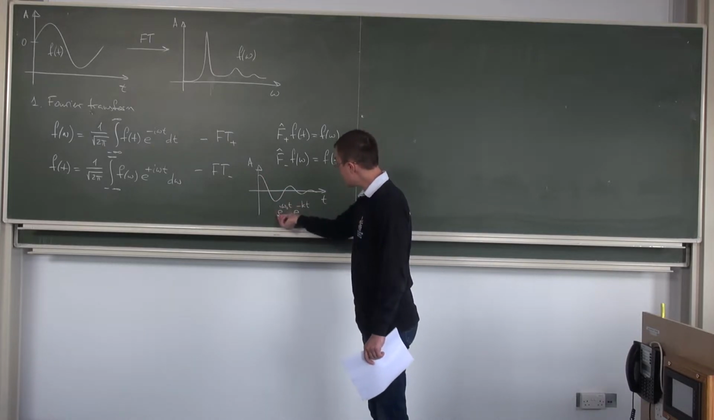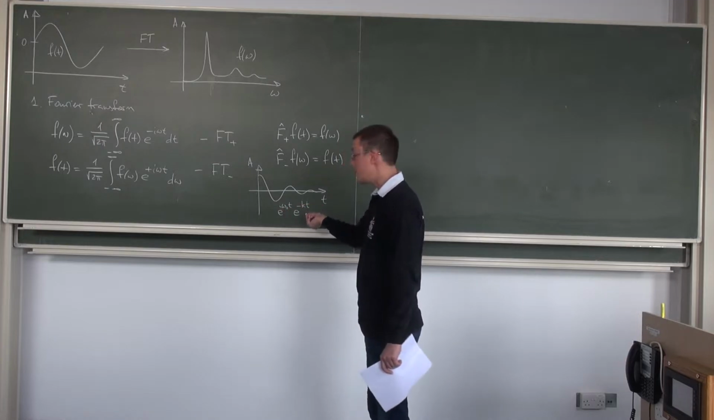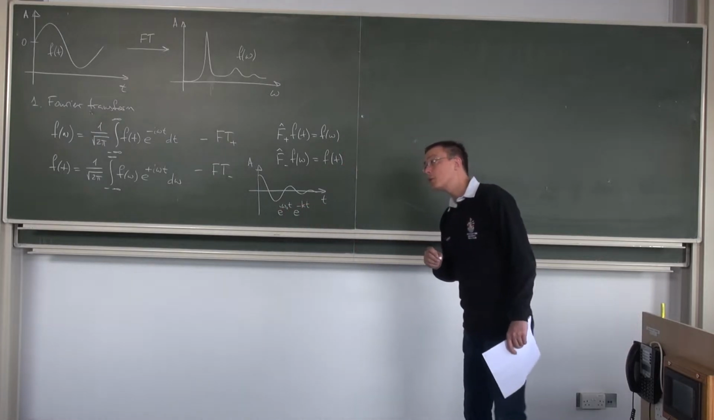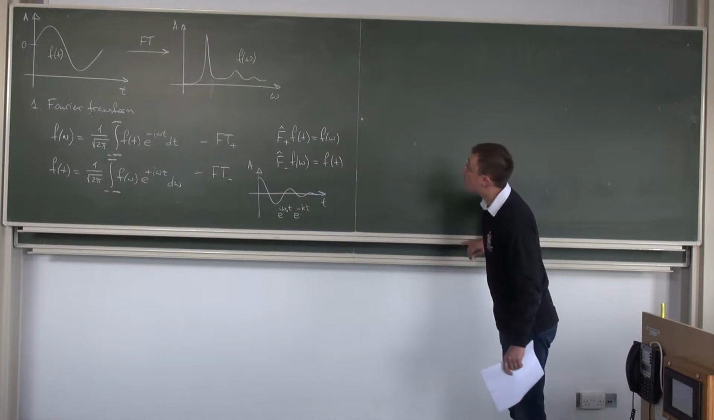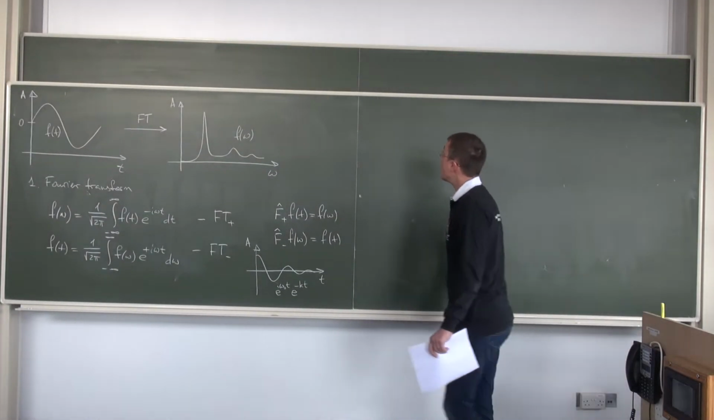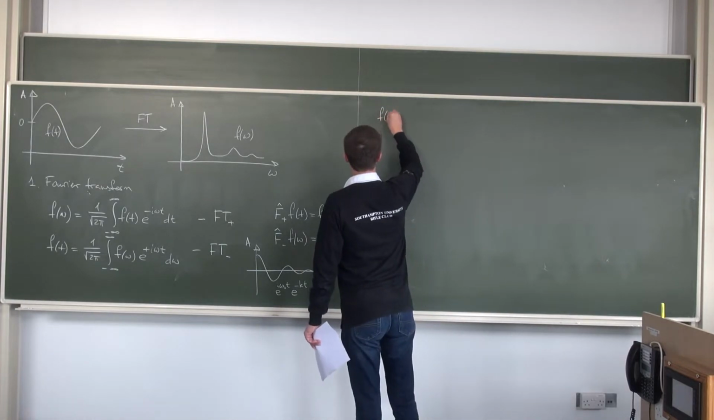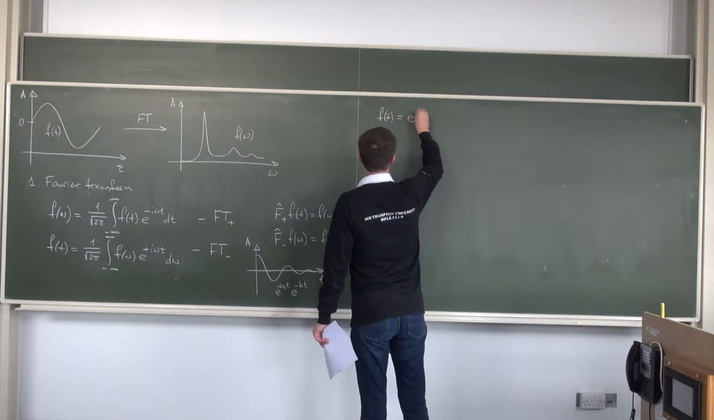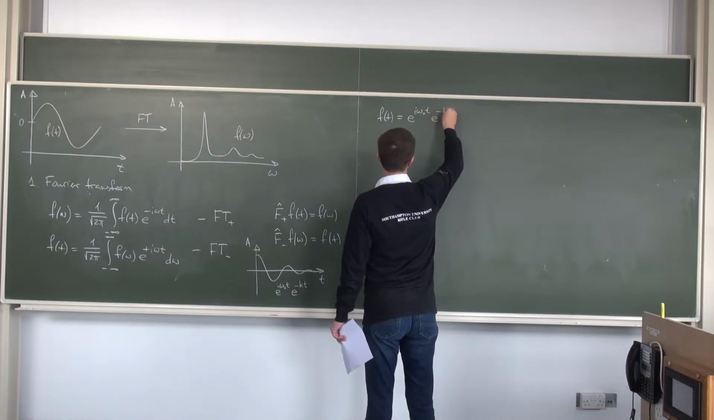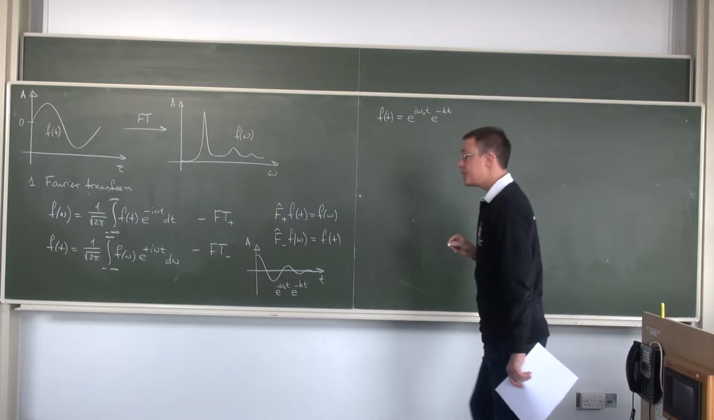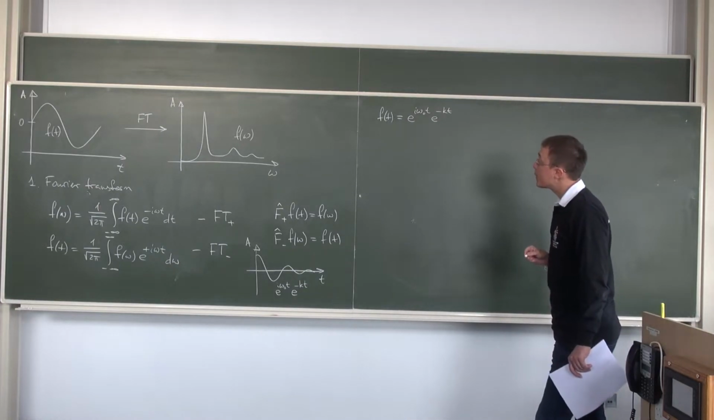So let us take this oscillatory and decaying function and calculate the Fourier transform of it and take a look at what we get. So our f of t is going to be e to the i omega naught t, e to the minus k t, a decaying oscillatory signal.